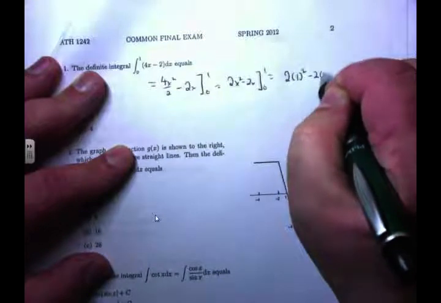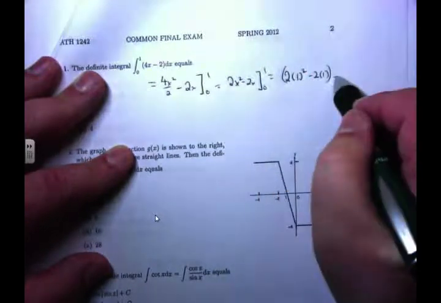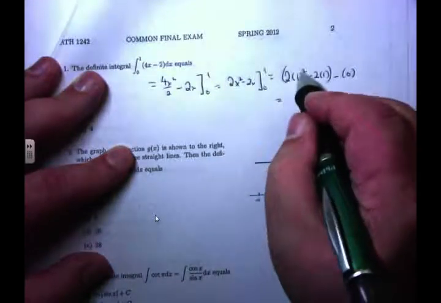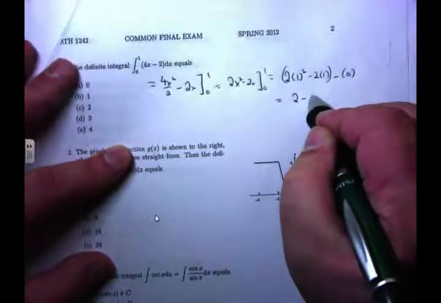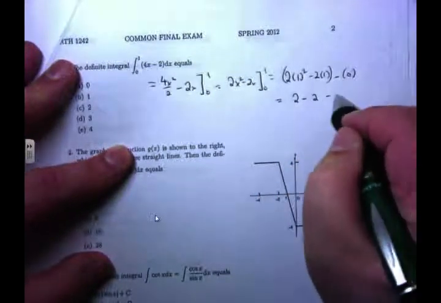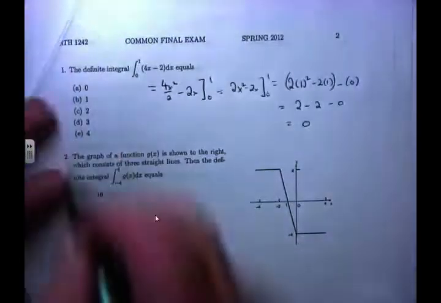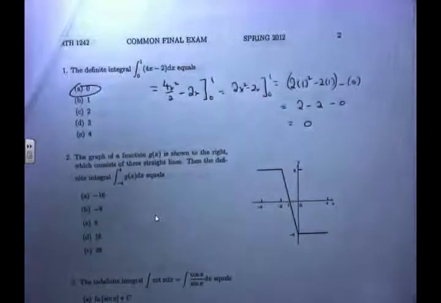So I'm plugging in 1. It'll be 2 times 1 squared minus 2 times 1, minus plug in the bottom. Plugging in 0 is nice, it's 0. So 1 squared is 1 times 2 is 2, minus 2 times 1 is 2, minus 0. 2 minus 2 is 0. So the answer is A, 0. And you go, wow, this isn't too bad, I'm able to do this test.